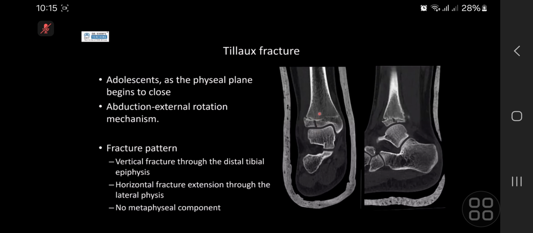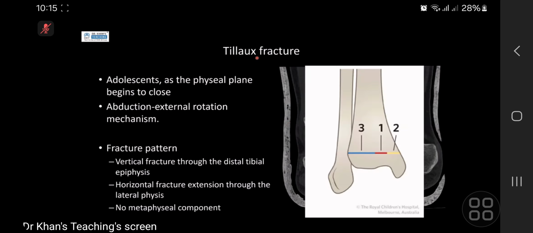It's a vertical fracture through the distal epiphysis and then through the lateral physis, with a horizontal component, and this is off the ankle. So Tillaux fractures of the ankle. So knowing how the physis closes is important. That is why the fracture line goes through the open physis, laterally, because closure starts centrally, then goes medially, and then finally the lateral physis closes, hence accounting for the pattern of injury.